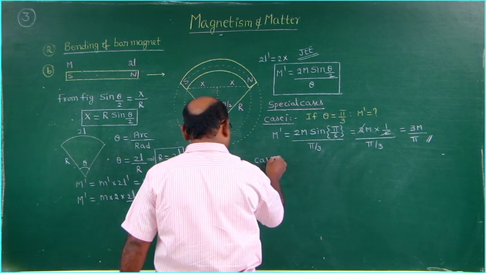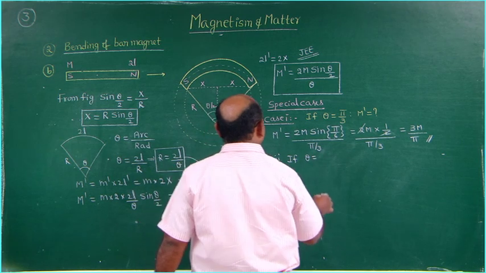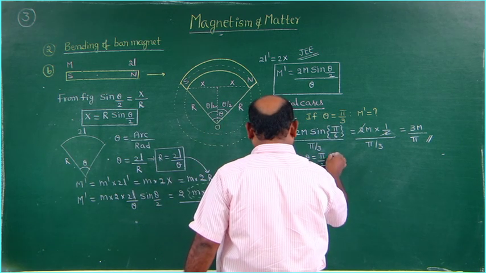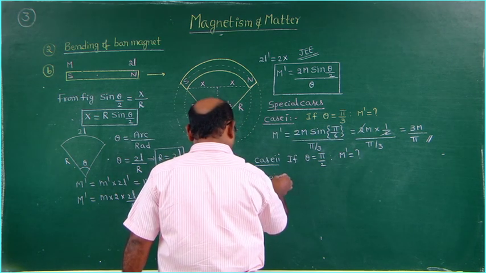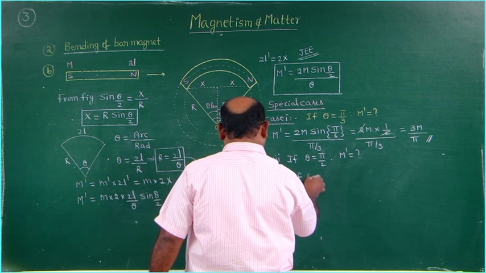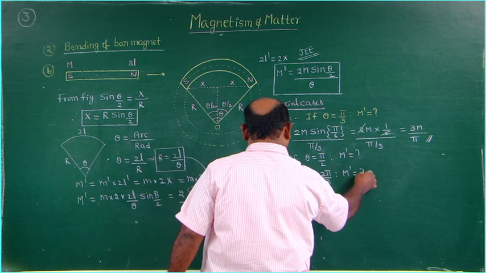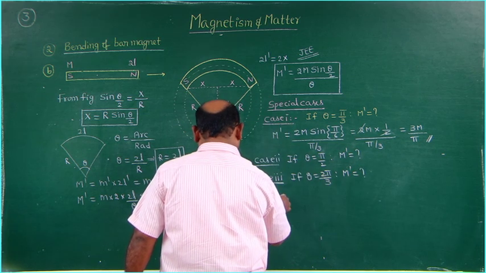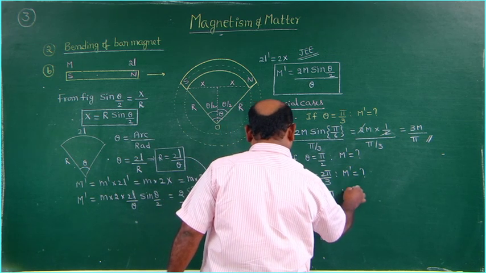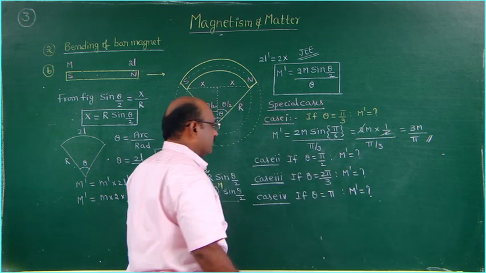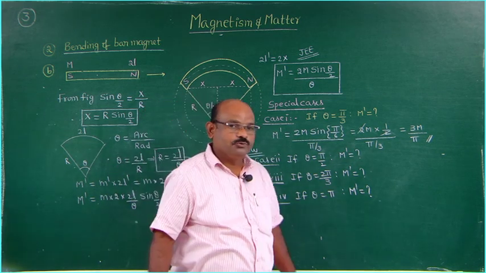Now I am giving homework: case 2 and case 3. I hope you can solve the questions. If theta is equal to 5 by 2, m dash is equal to how much? Case 3: if theta is equal to 2 pi by 3, then m dash is equal to question mark. Case 4: if theta is equal to pi, m dash is equal to question mark. So these three homework questions are for you. Again, I hope you can solve them.